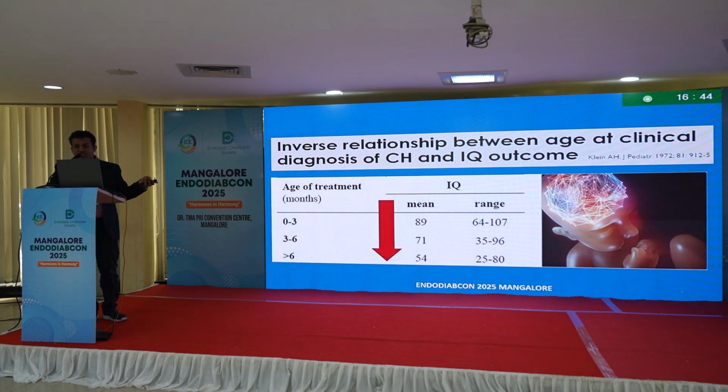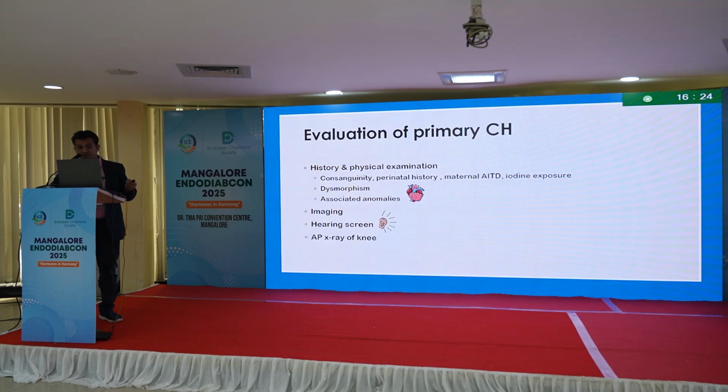And this is a landmark study published in 1972, showing that IQ improves exponentially if congenital hypothyroidism is diagnosed and treated early, at the age of onset. You can see the numbers. This is the Journal of Pediatrics 1972, which shows that starting treatment within this duration of time improves the IQ to at least what is desirable for that individual's potential.